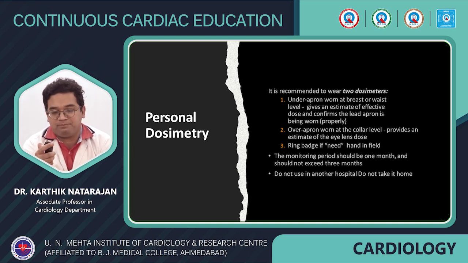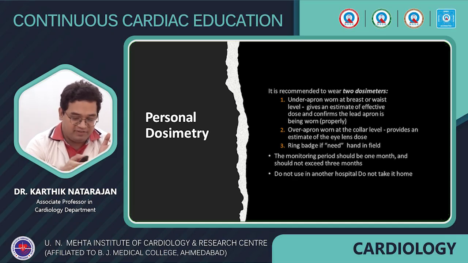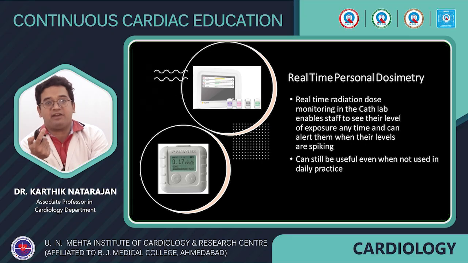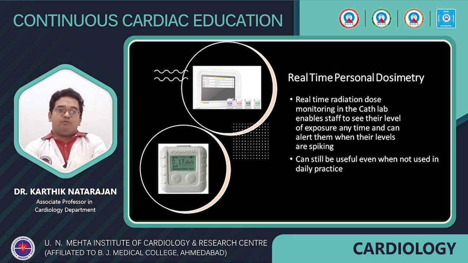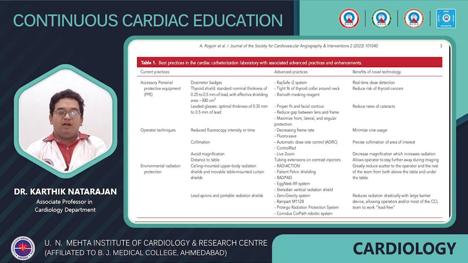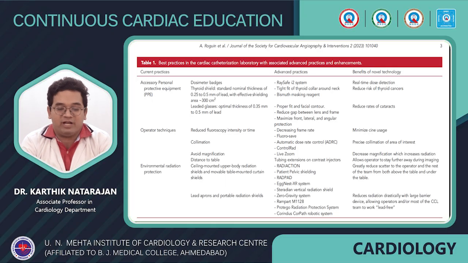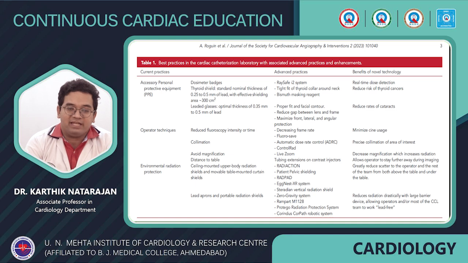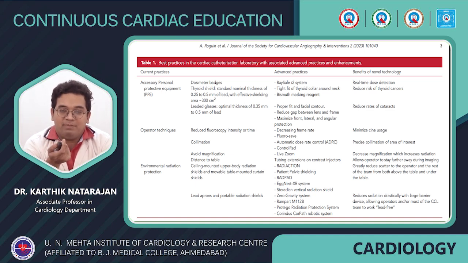and never use it in another hospital and do not take it home. You may also use a ring badge if you need to use a hand in the field. This is a real-time personal dosimetry which will give you real-time monitoring in the cath lab, which enables staff to see their level of exposure at any time and can alert them when their levels are spiking. Can still be used when not used as a daily practice. This is a journal, you need to go through it, which will give you all the newer available ways to protect yourself from radiation, all the equipment as well as the devices available.